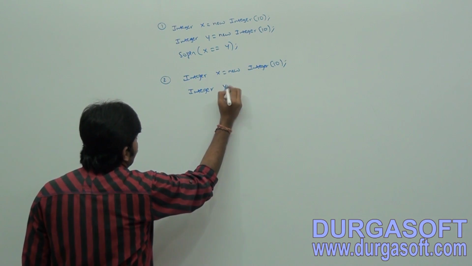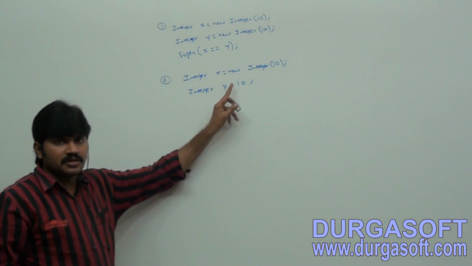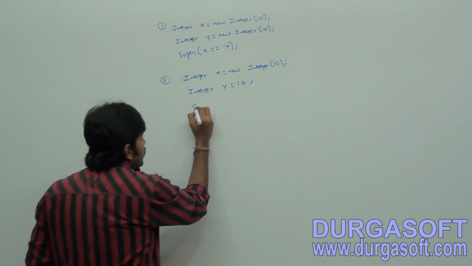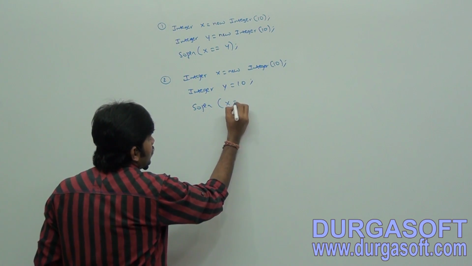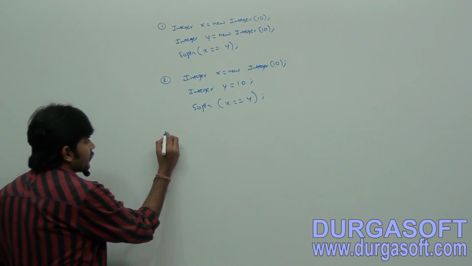Integer y is equal to 10. Have you observed the autoboxing concept? Now System.out.println(x == y).